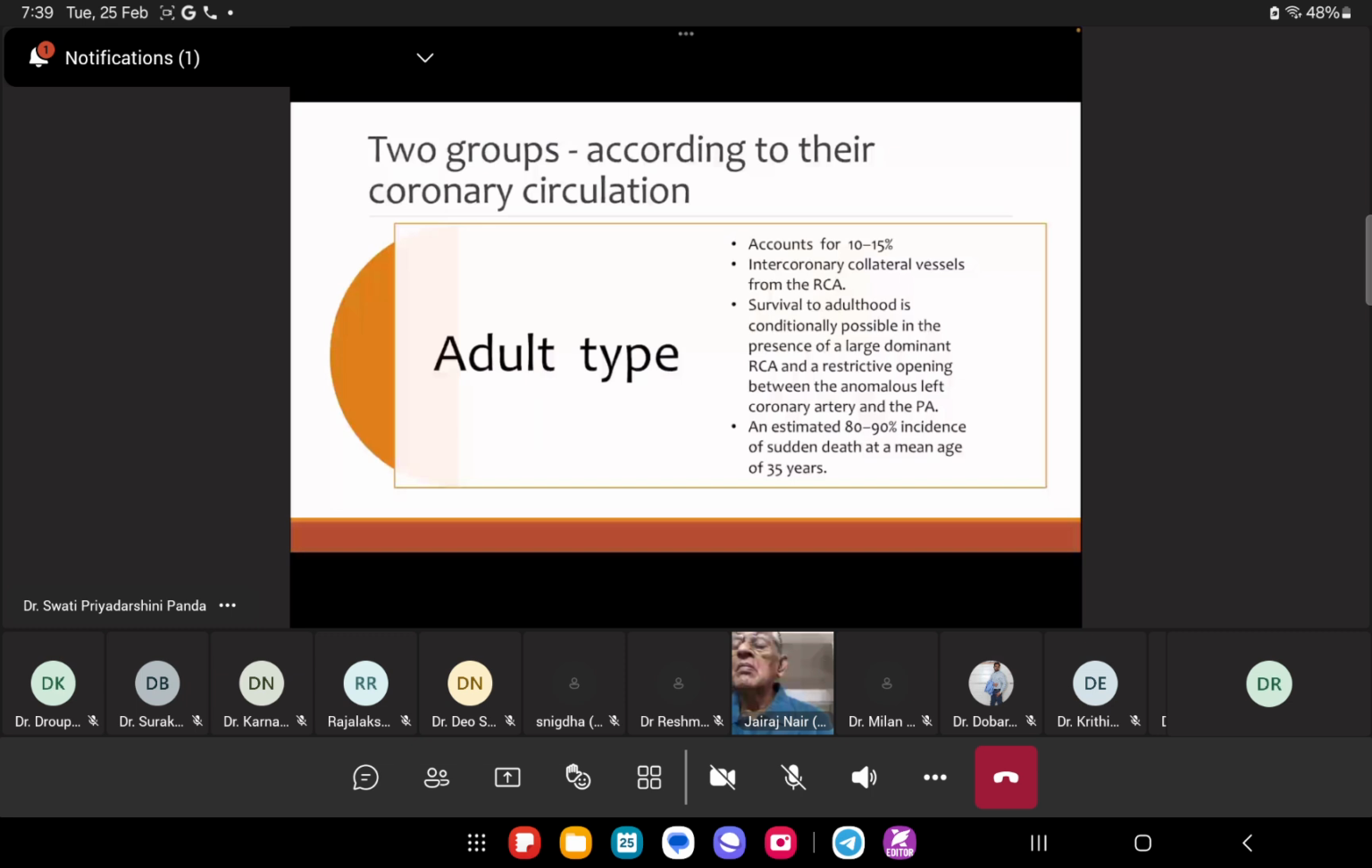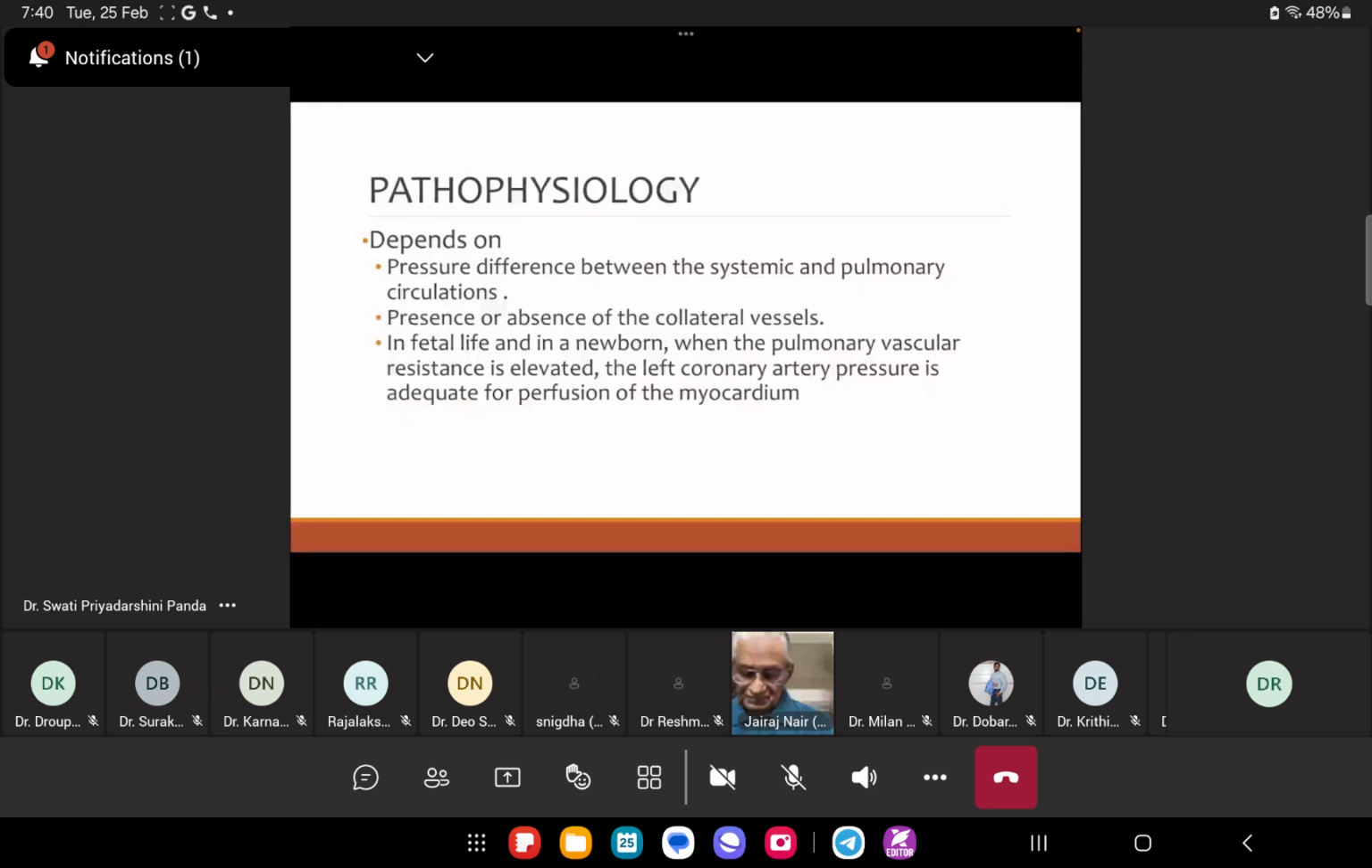There is development of intercoronary collateral vessels from the RCA, and survival to adulthood is possible in the presence of a large dominant RCA and a restrictive opening between the anomalous left coronary artery and the pulmonary artery. Estimated 80 to 90% incidence of sudden death at a mean age of 35 years. Pathophysiology depends on the pressure difference between the systemic and pulmonary circulation and presence or absence of the collateral vessels.